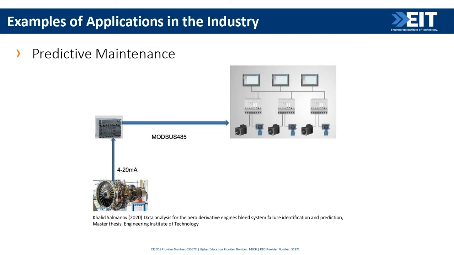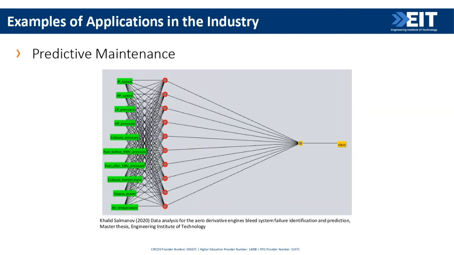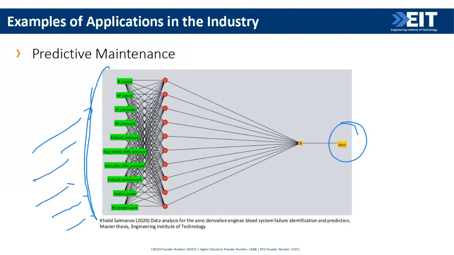Now, in terms of applications, here's predictive maintenance. This is an example. In fact, it was a math thesis at EIT that I supervised. The idea was to detect if there's a failure in a certain valve or a system of valves in an engine based on measurements. It was a success. And here's a real practical application in the industry. Some measurements were taken, like speed, pressures at different points, temperatures at different points, the output power, and the air temperature. And from this, a label was given: fail, no fail.